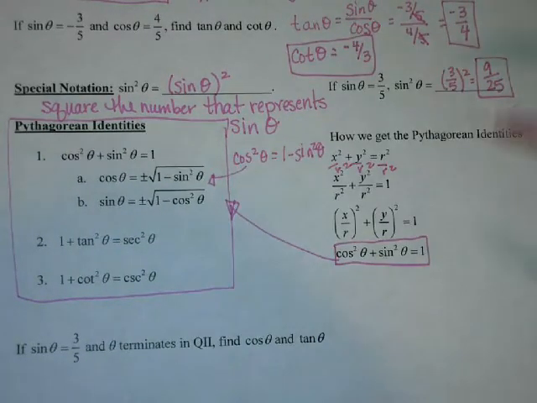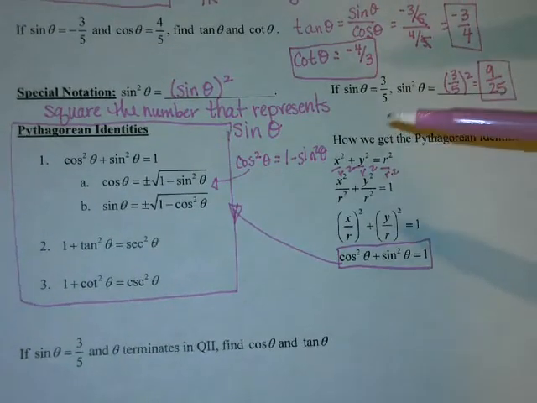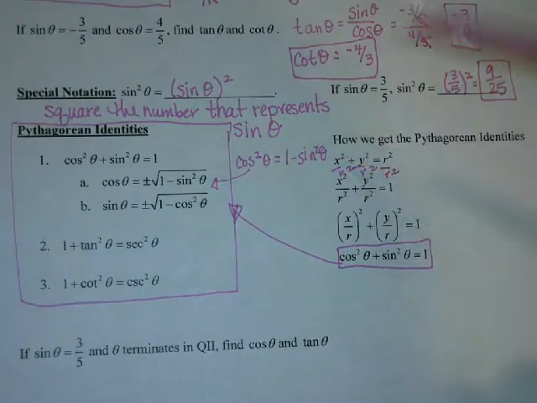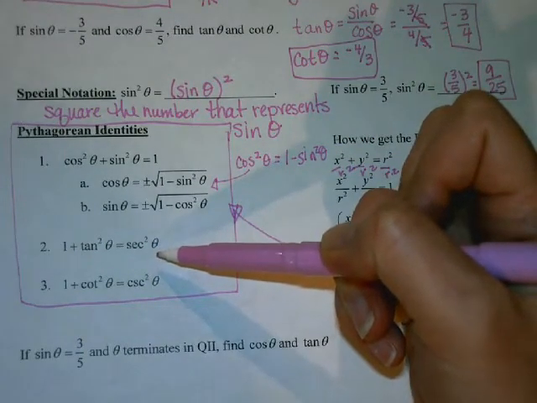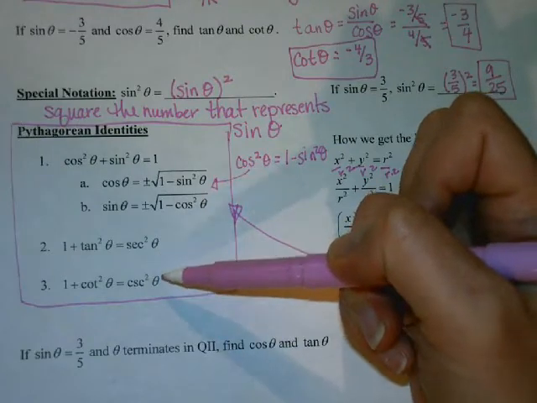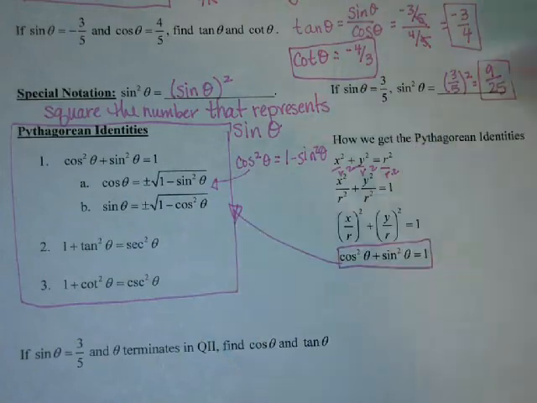Now, if instead of dividing by r squared, I divide by x squared, that's where I get this guy right here. So 1 plus tangent squared theta equals secant squared theta. 1 plus cotangent squared theta is cosecant squared theta.